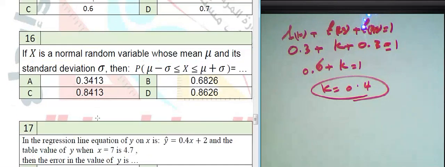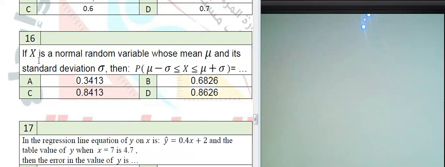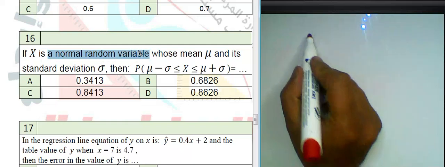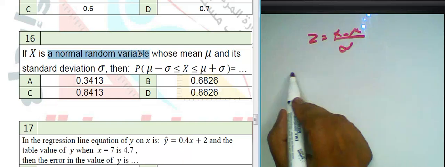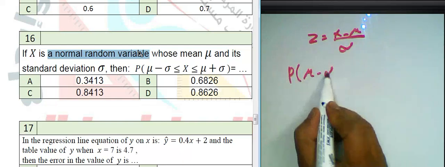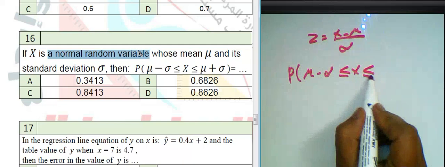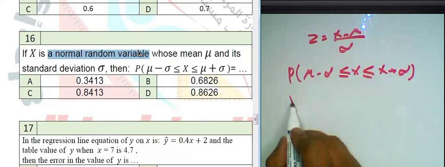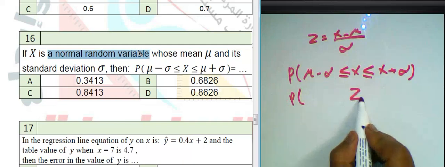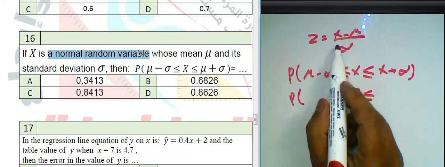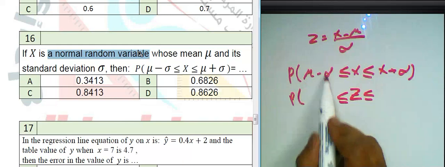The result will be letter A. Question 16. If x is a normal random variable, we must convert x to z. We know z equals x subtract mu over sigma. So in this example he gives us the probability of mu minus sigma less than or equal to x less than or equal to mu plus sigma. We can convert here by subtracting mu and dividing by sigma. It will be equal to z.